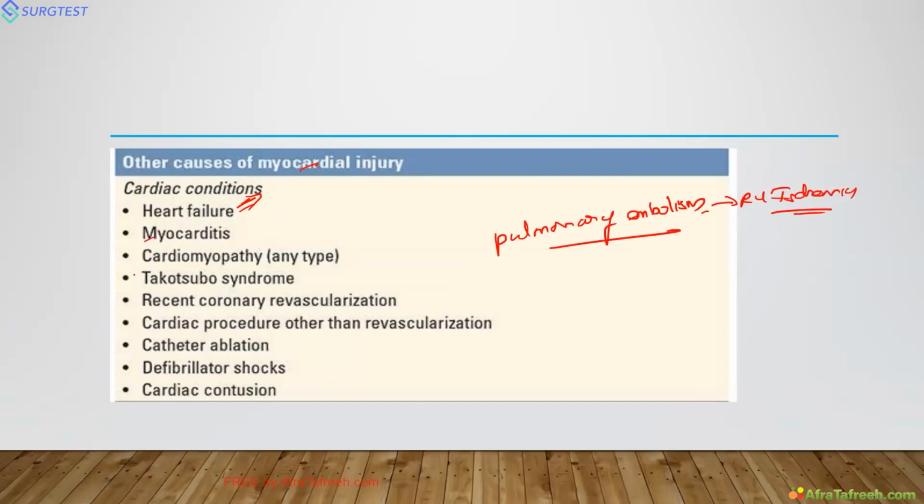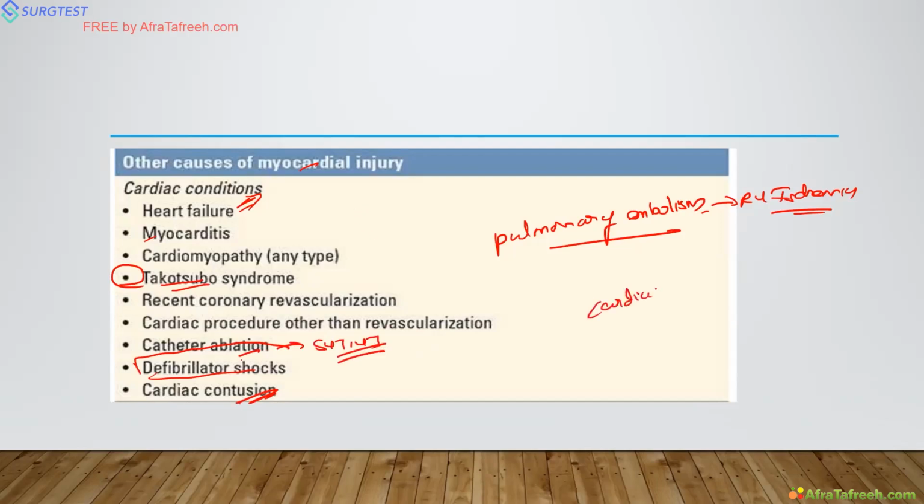Then myocarditis, Takotsubo syndrome. We discussed these in an earlier class on cardiomyopathy. Even a defibrillator shock. Whenever we give a defibrillator shock, there will be mild myocardial injury. Also cardiac contusion, and after any ablation for SVT or VT, when they do a radiofrequency ablation, at that time there will be a myocardial injury. So these are all cardiac causes of troponin rise.